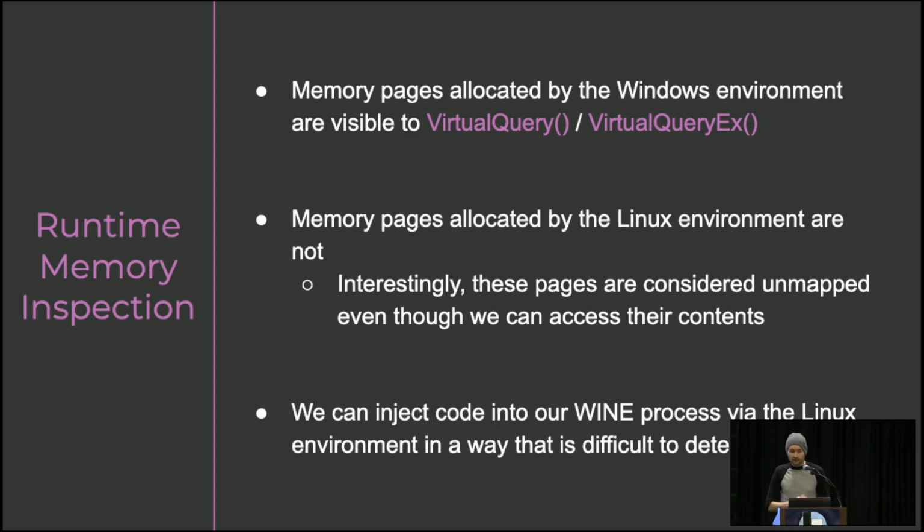The interesting thing is that memory pages that are allocated by the Windows environment, like in the Wine application itself, are visible to VirtualQuery or its partner VirtualQueryEx, but memory pages that are allocated by the Linux environment are not. And in fact, if you call VirtualQuery on this, it'll treat it like an unmapped memory page. It'll say, this is free, it's inaccessible, and it's kind of a lie because you can access that memory. You can read it, you can execute it, it's there. VirtualQuery is just telling you the wrong thing.